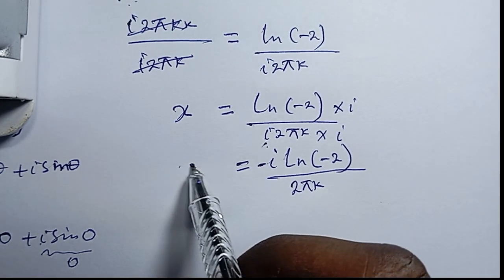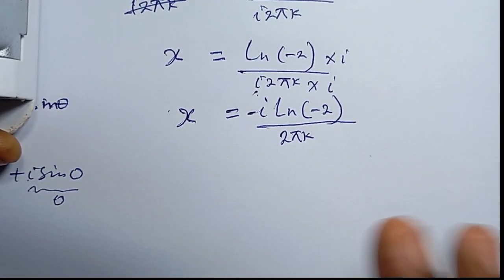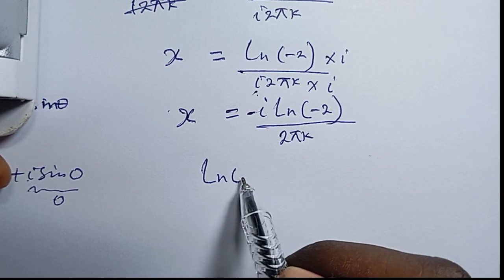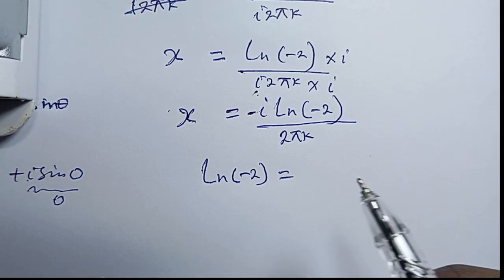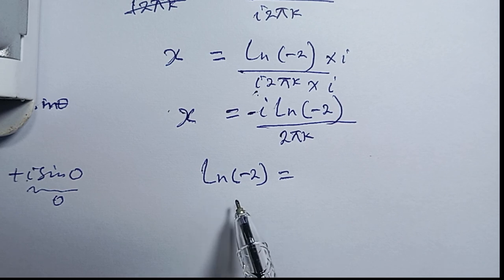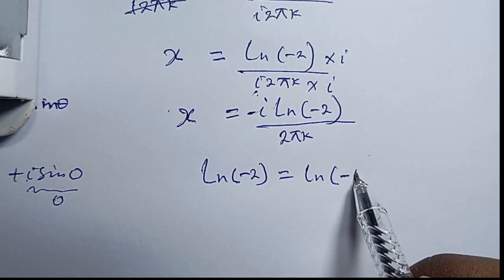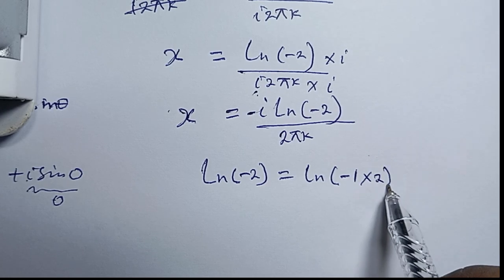So this is what we have at this point as the value of x, but then there are still more problems which we need to simplify, because this natural log of negative 2 does not exist for real numbers. So we want to also find a way to simplify this and then have some complex expressions for it. Okay, and of course you know that we can write this natural log of negative 2 as natural log of negative 1 multiplied by 2.